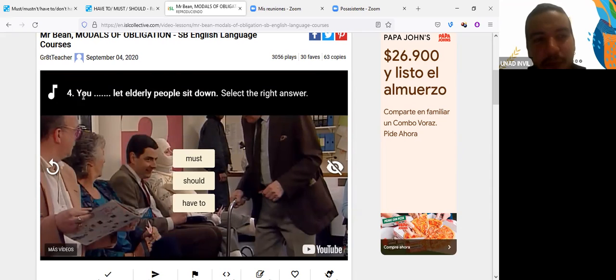Number four, you let elderly people sit down. You must, you should, you have to. Maybe you don't know what elderly people mean, but in this case, those two words mean personas mayores, okay? So, which option do you think is the correct one? You must, you should, or you have to? I would like to see your answers.